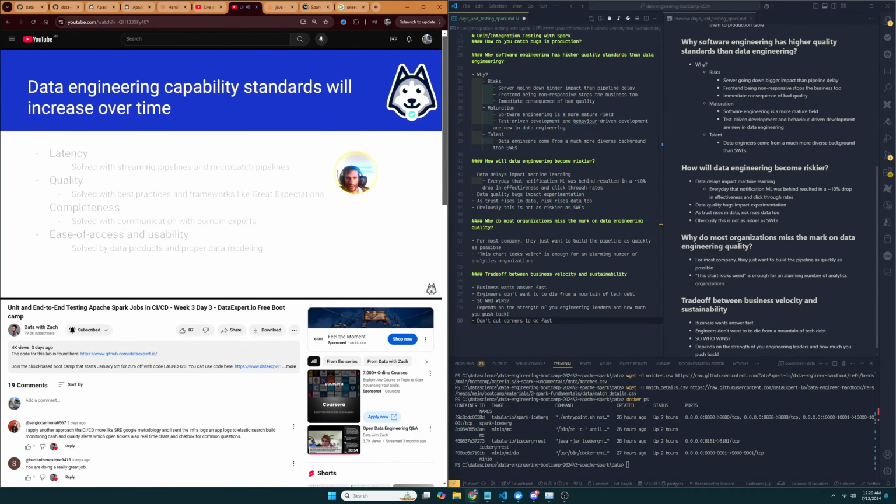And here are 4 different ways that we are going to be creating more value over time as data engineers, right? So you have latency. Latency, we're going to be moving pipelines from batch to streaming or batch to micro batch.